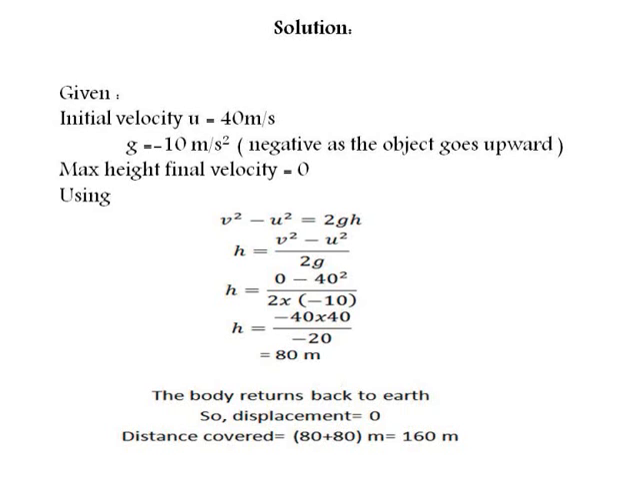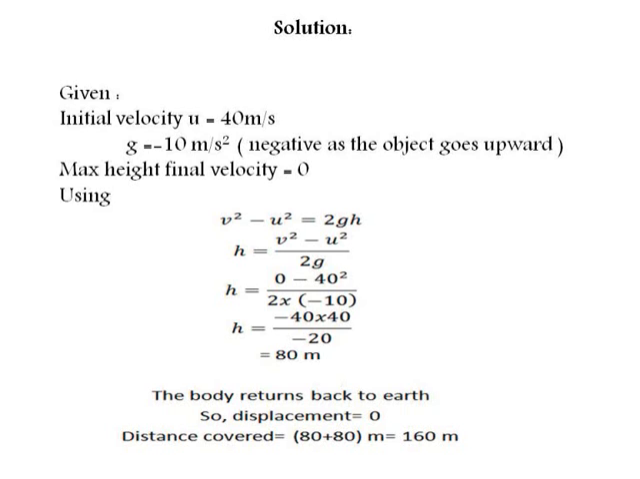Now calculate the net displacement and total distance covered. So to calculate the distance covered, we will use the equation v square minus u square equal to twice gh. Now we will substitute the value of initial velocity, final velocity and acceleration due to gravity. So we will get the distance covered, and it is 80 meter.